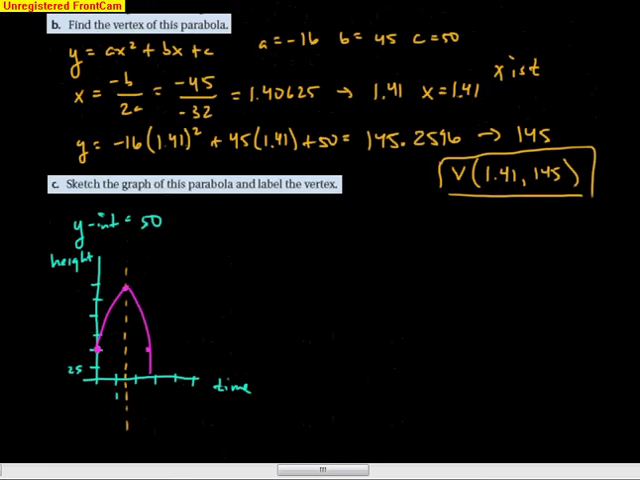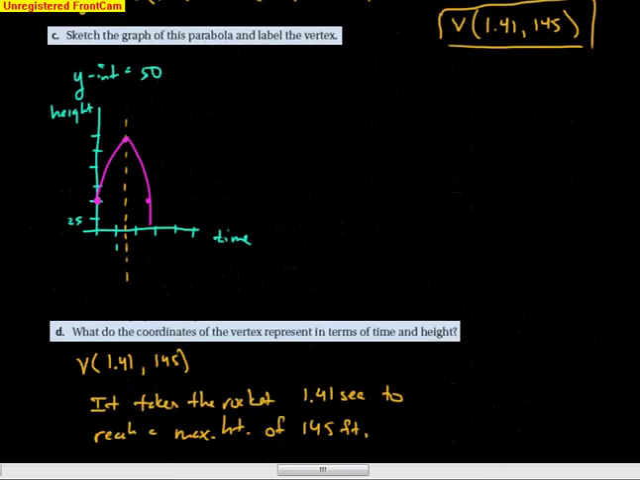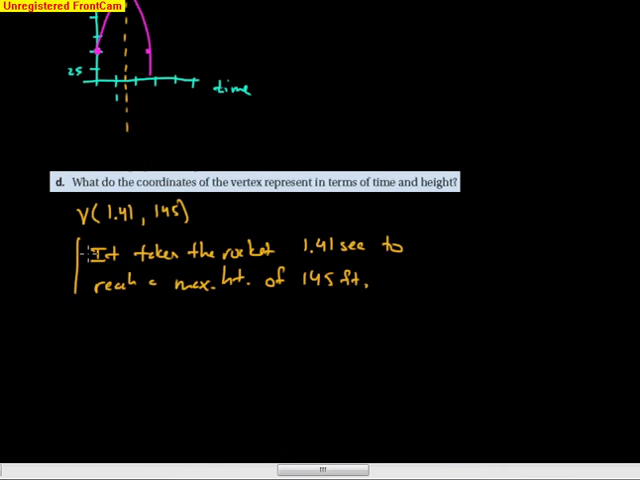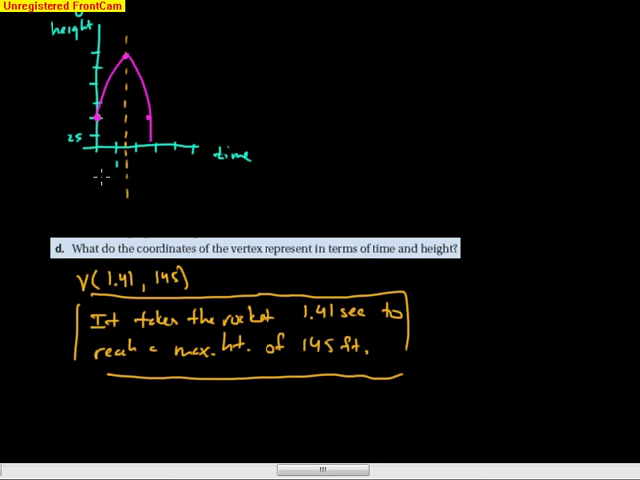I think it's in feet. Let me just double check. Yep, feet. That's what the vertex means, because remember, since this parabola opens down, the vertex is a maximum. The y is the max value, which is in height, and the x is the time it takes to get there, which is in seconds. Okay? So something like that.